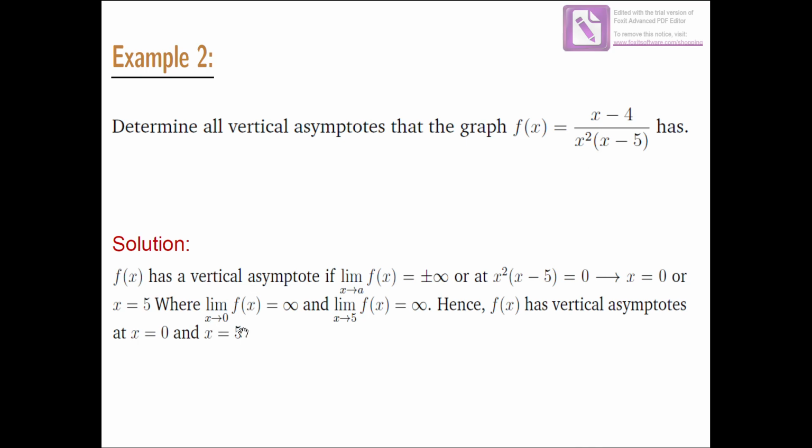Here we got the limit to be infinity for both, so we conclude that the function has a vertical asymptote when x is equal to 0 and when x is equal to 5.